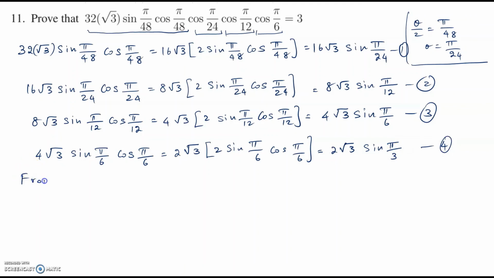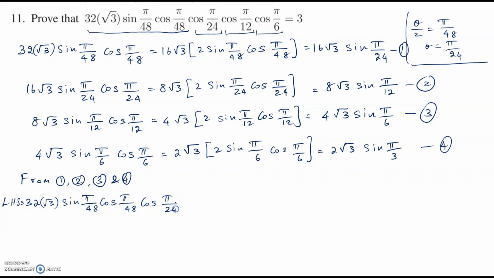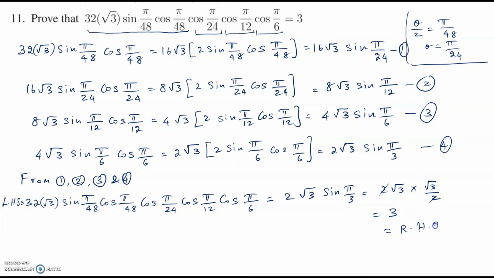Therefore, from 1, 2, 3 and 4, we can say the LHS, 32 into root 3 into sine pi by 48 cos pi by 48 cos pi by 24 cos pi by 12 cos pi by 6, is equal to 2 times root 3 sine pi by 3. And sine pi by 3 is nothing but root 3 by 2. So this becomes 2 root 3 into root 3 by 2. So 2 and 2 will become cancelled. Root 3 into root 3 will be 3. Therefore, this is equal to RHS. Hence the proof.